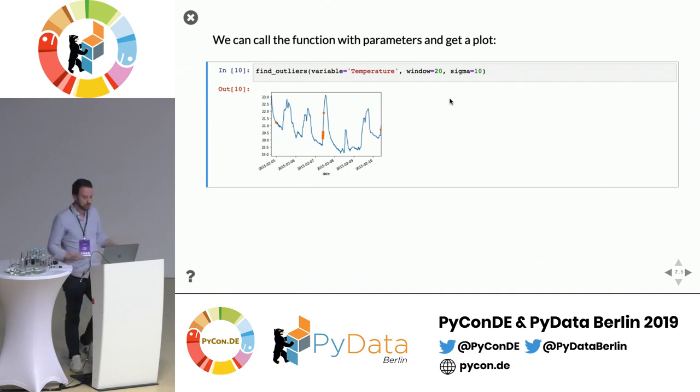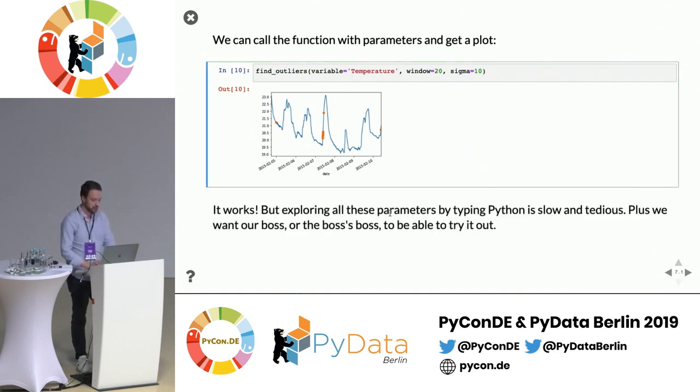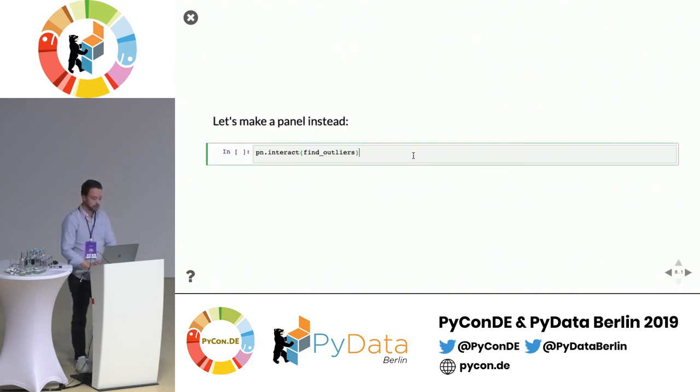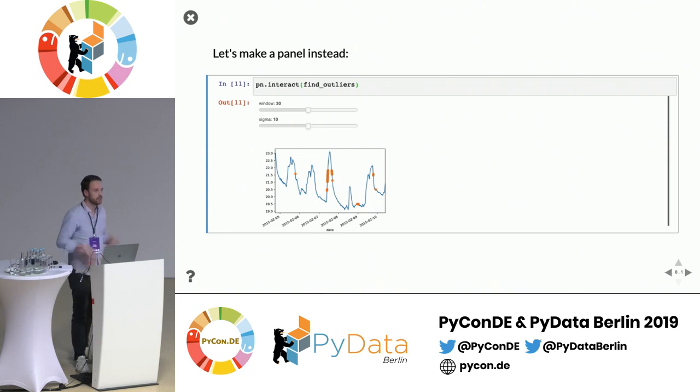Easy enough. Everyone's familiar. But now you need to share this with your boss, or your boss's boss, who doesn't know that code. He doesn't want to go and manually edit this rolling window or pick a different variable or whatever. So you might want to explore this in a nicer way. So as a starting point, you can simply say pn.interact, give it this function, and it creates some widgets for you. If you're familiar with IPyWidgets, this is basically the same thing. It kind of inspects the function. It's pretty magic. And it gives you a GUI. Fine. It's a good start.